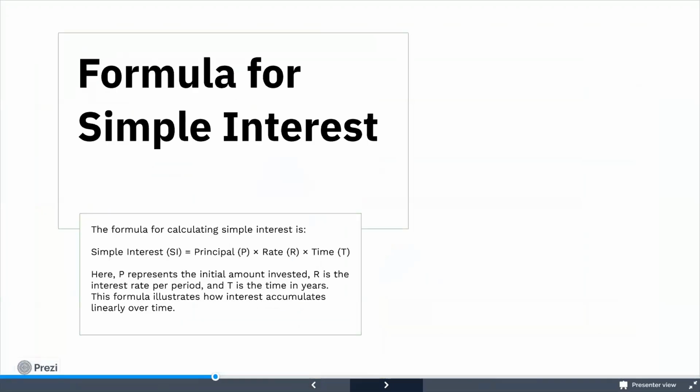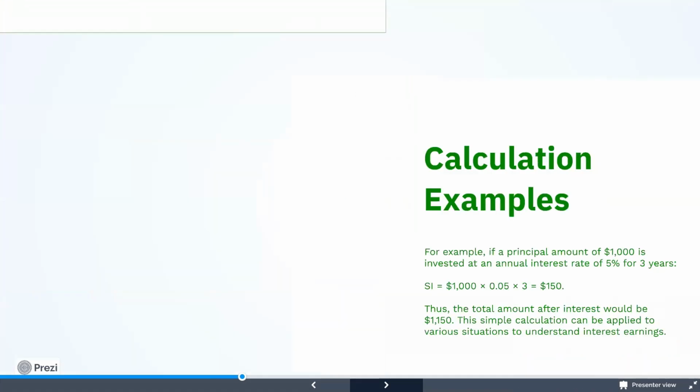Formula for simple interest. So the formula for calculating simple interest is simple interest equals principal times rate times time. Here, P represents the initial amount invested, R is the interest rate per period, and T is the time in years. This formula illustrates how interest accumulates linearly over time.